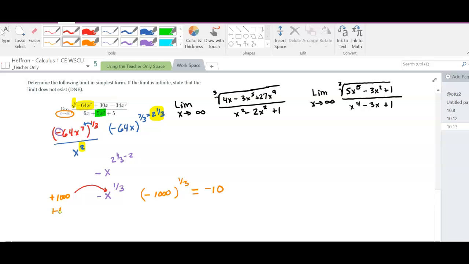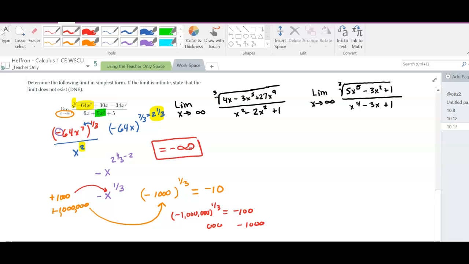But if I were to try a positive 1,000,000, let's just see what happens to this result as I plug in a bigger number here. When I have negative 1,000,000 to the 1/3 power, this is now negative 100. Well, if I added more zeros, this would be negative 1,000. It keeps getting smaller and smaller and smaller. So this answer is negative infinity. What did we do? Again, we just did what we've been doing all along. We're simplifying, but now we have a radical, so it's just a little bit more challenging.